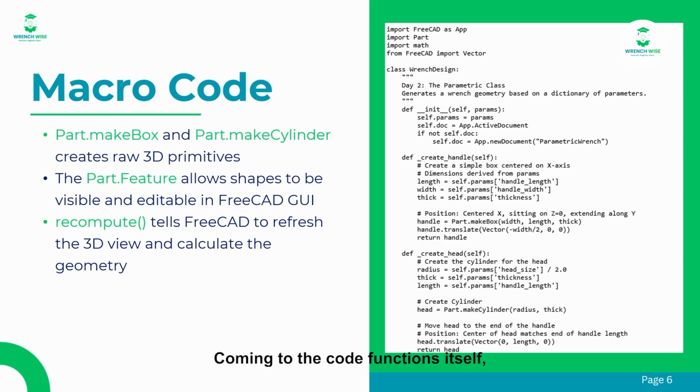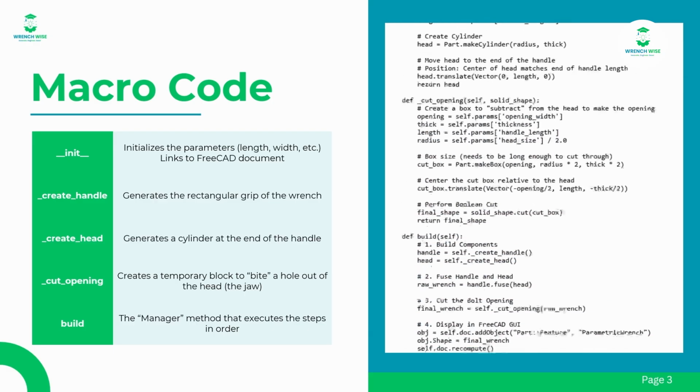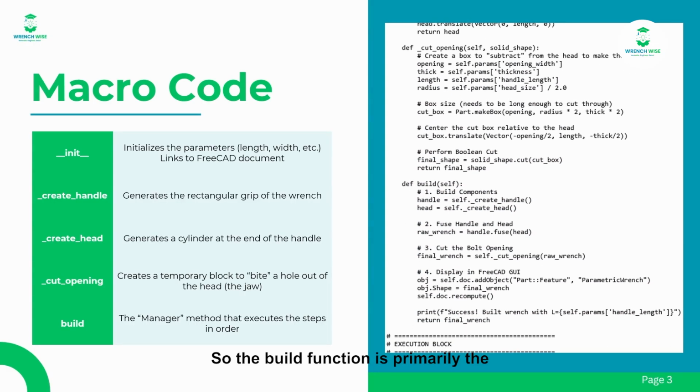Coming to the code functions themselves, there's init, create handle, create head, cut opening, and build. Individually, each of these helps in building our rudimentary shapes and interfacing the code with our particular FreeCAD GUI. The build function is primarily the most important one, where this is the manager that executes all the steps in order, because if the order gets missed, then you end up with errors.